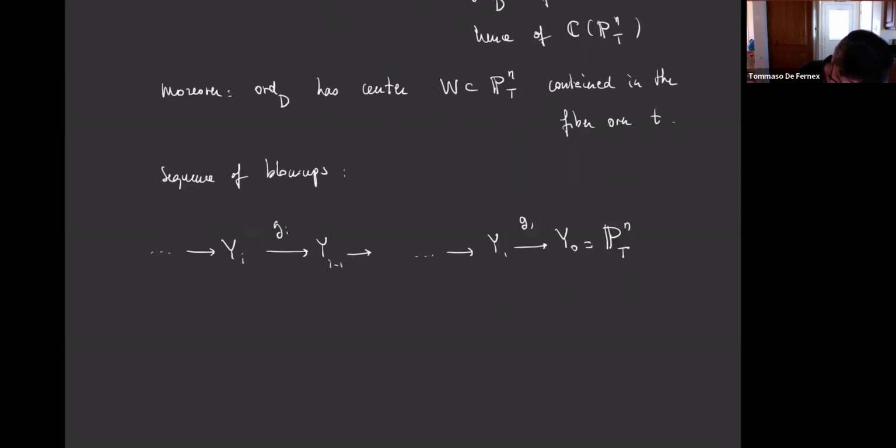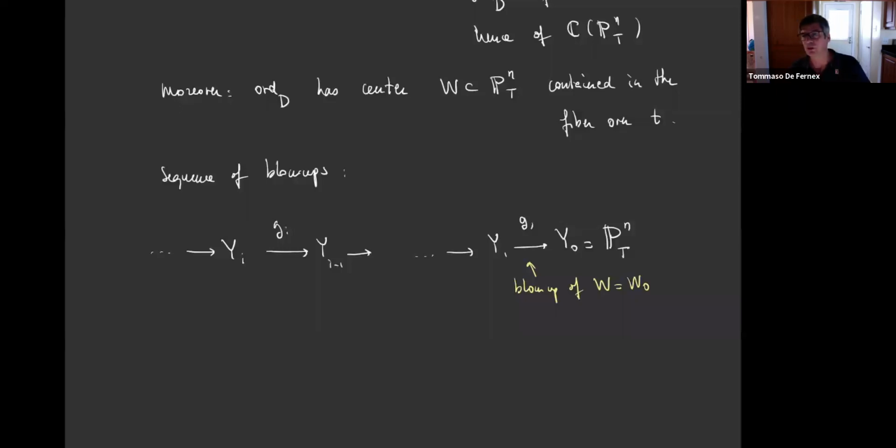So this g1 will be the blow up of this W, which I'm going to call W_0, the center of the valuation. Here I'm regarding the center of the valuation as a closed variety. Sometimes we use the same word to denote the generic point of the subvariety, which is maybe actually better. But for us, the center is just a subvariety. So I can blow up the subvariety with its reduced scheme structure, which gives me a new model y1.